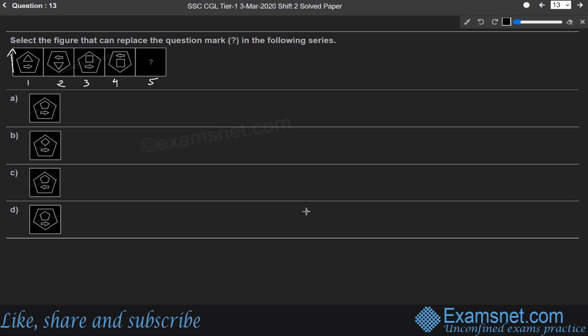In the second picture, this pentagon is facing downwards. In the third picture, again, the pentagon is facing upwards. And in the fourth picture, again, the pentagon is facing downwards. So it is going up, down, up, down. So can you tell me, in the fifth picture, where will this pentagon face?